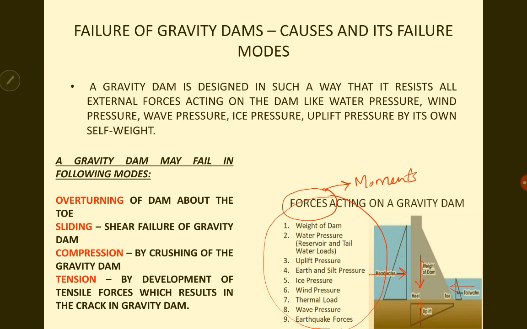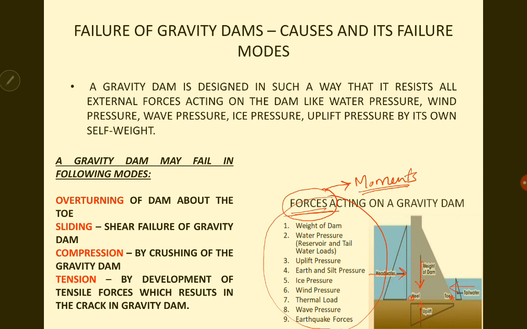Okay. Now, if the dam is full, the moment will be about the toe point. If the dam is empty, the moment is taken about the heel point. In general, if the dam is full, the forces and the moments will be acting at the toe, and if the dam is empty, it will be acting at the heel. These forces and the moments together or in isolation cause the failure of these dams.